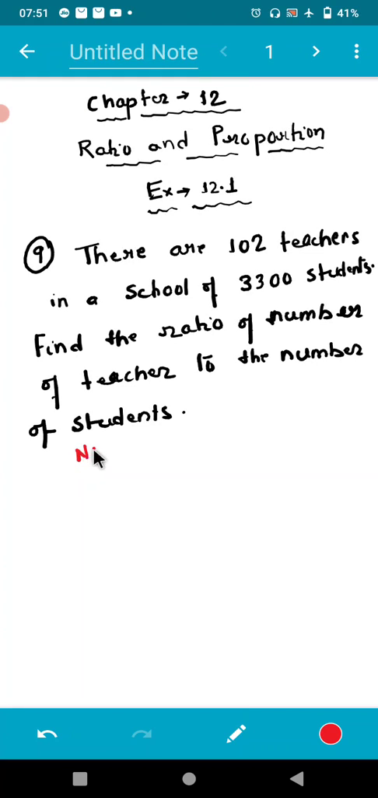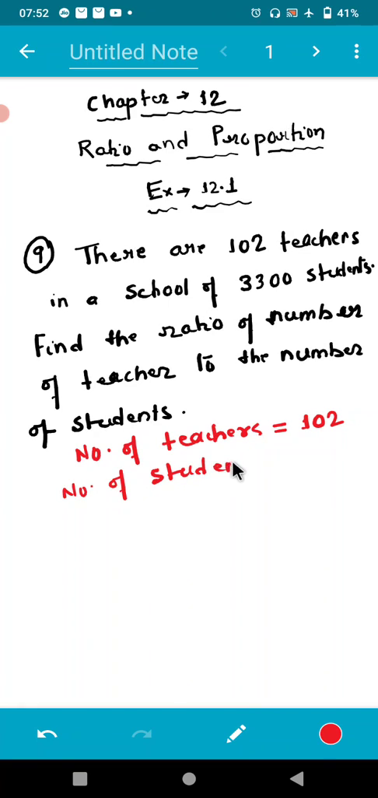So number of teachers is equal to 102, and number of students, which is given in the question, is 3,300. Now what is the ratio we have to find? We have to find the ratio of the number of teachers to the number of students. So in the numerator we have to write number of teachers because it is mentioned first, and in the denominator we have to write number of students.